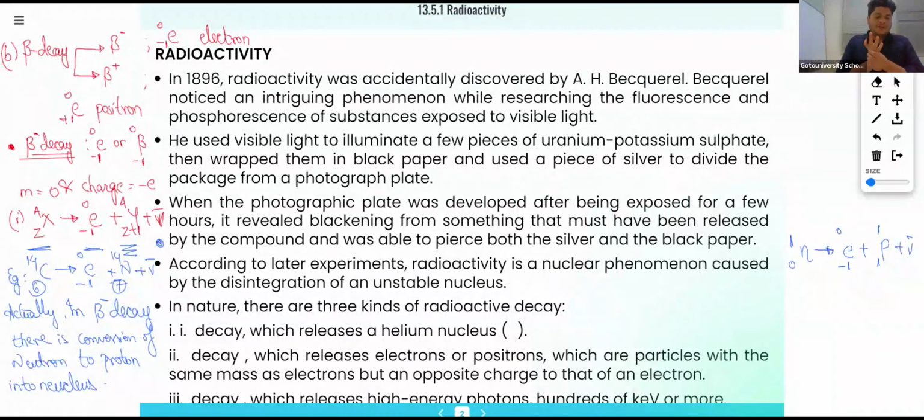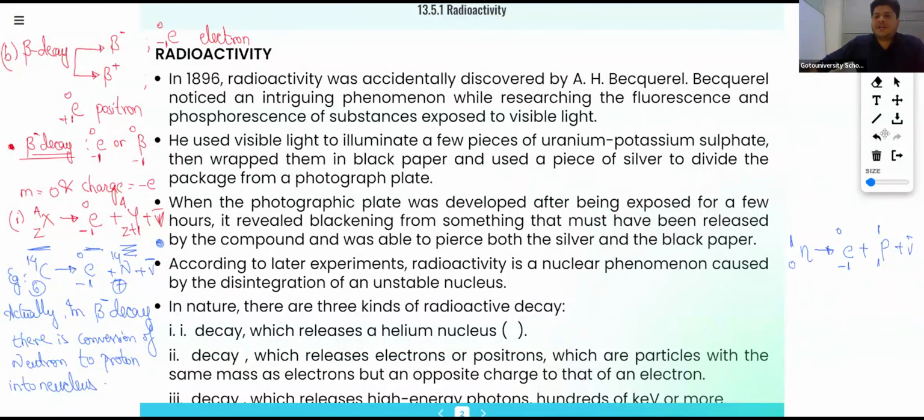Here the mass number of the nucleus remains unchanged. Z increases by 1 and N decreases by 1. The total will not change. Z will increase and N will decrease. A will not change.